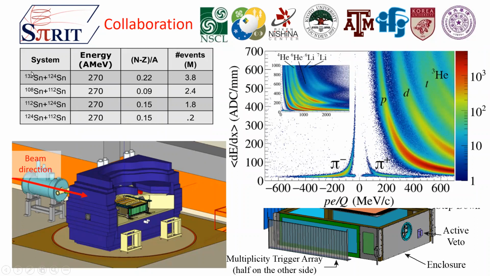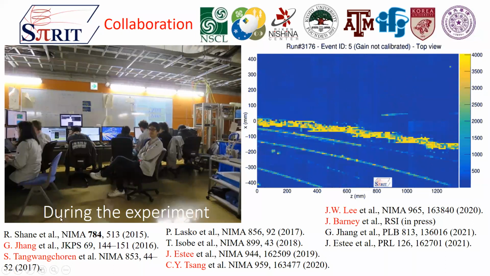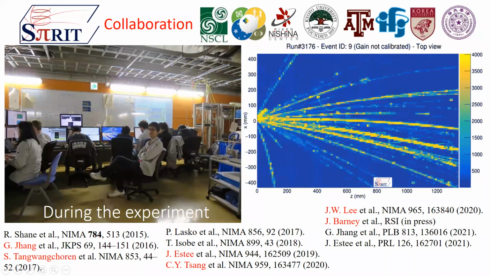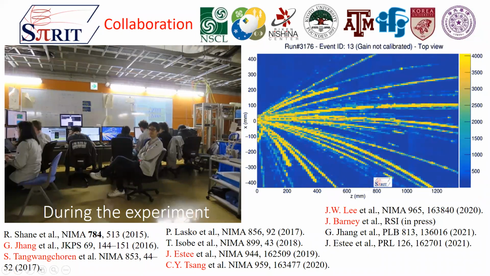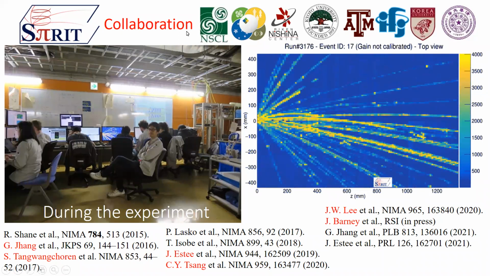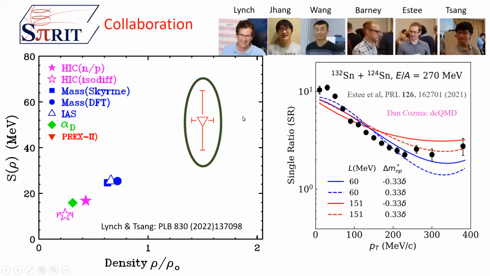I remember when Bao did the calculation for 132 and 124, I said, that's crazy. You'll never get a 132 beam. I was wrong. So this is during the experiment, that's what we see online. I don't want to dwell on that too much.